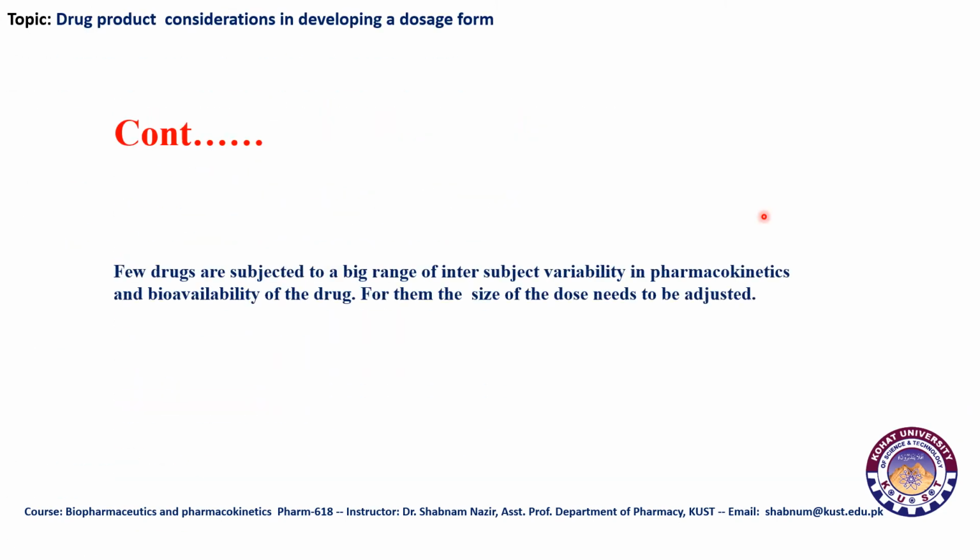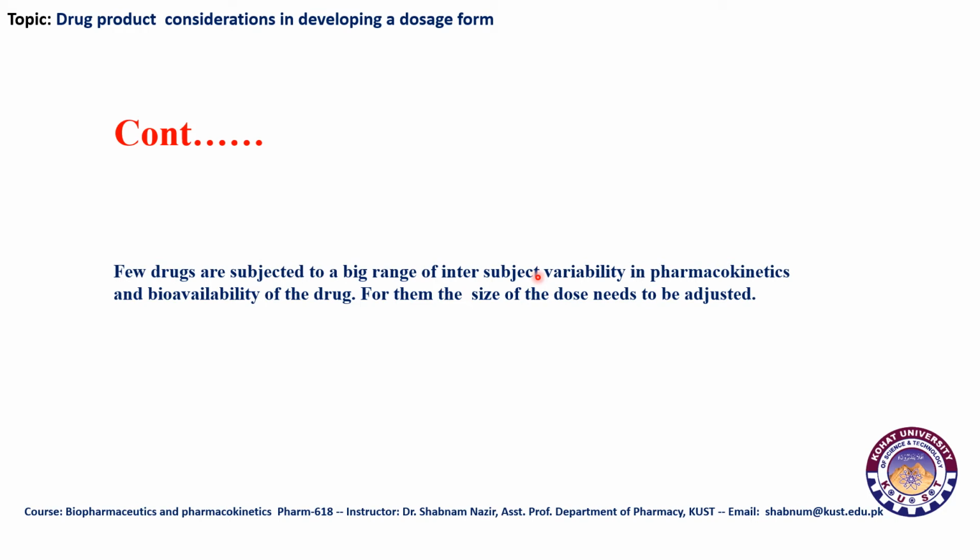Few drugs are subjected to a big range of inter-subject variability in pharmacokinetics and bioavailability of the drug. For them, the size of the dose needs to be adjusted. As you know, that inter-subject variability is dependent on certain factors. Subjects are different from each other because of their age, gender, genotype.